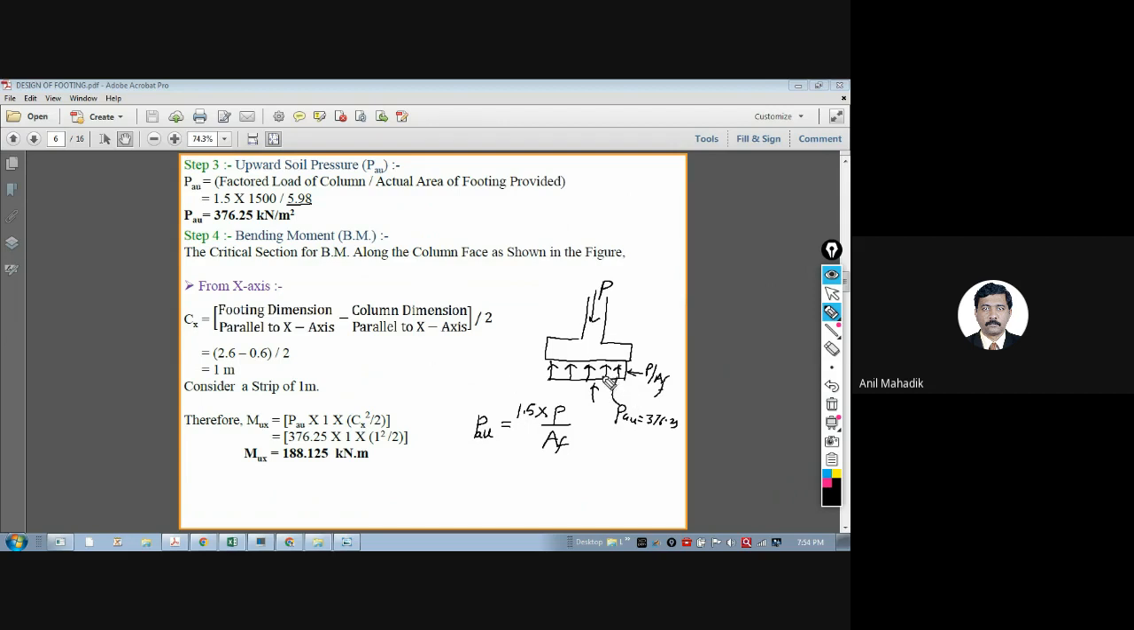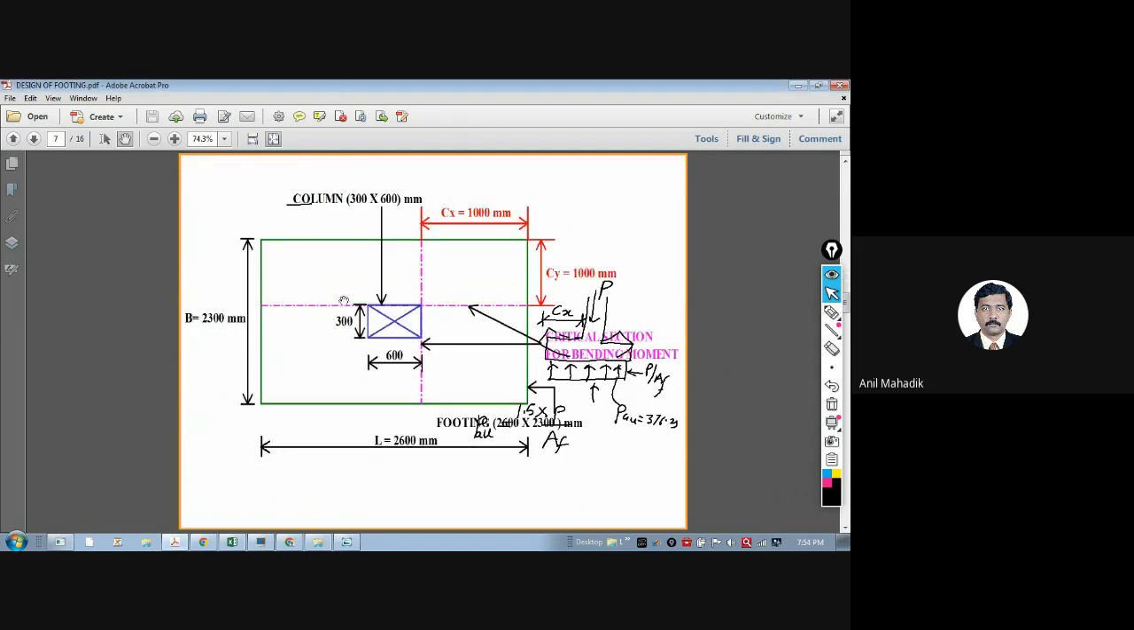Now we have got the upward pressure, so the footing will bend, and due to the bending there is a bending moment. How do we calculate the bending moment? This is your projection. We write this projection as CX, from the face of the column. You can see it will bend at the face of the column. So this is your CX from the face of the column till the end, and this is your CY. Are you getting this? Yes, sir. So there is a CX, there is a CY.